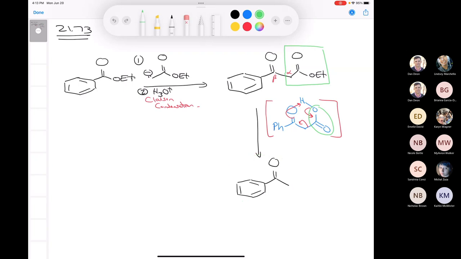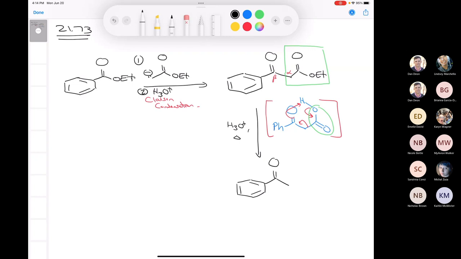So the conditions that you use to hydrolyze this and then to allow the decarboxylation to occur are just aqueous acid and heating that up. So just H3O plus and heat, and that gives you acetophenone.